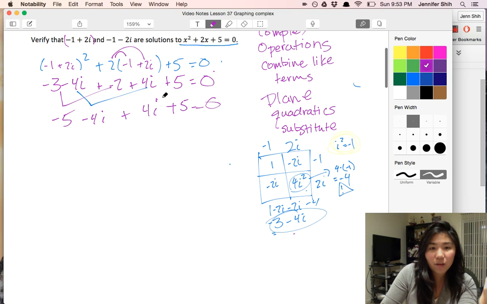Now, this 5 and this 5 will go to 0. This negative 4i and this positive 4i is going to go to 0. So 0 is equal to 0. And yes, I have verified it.